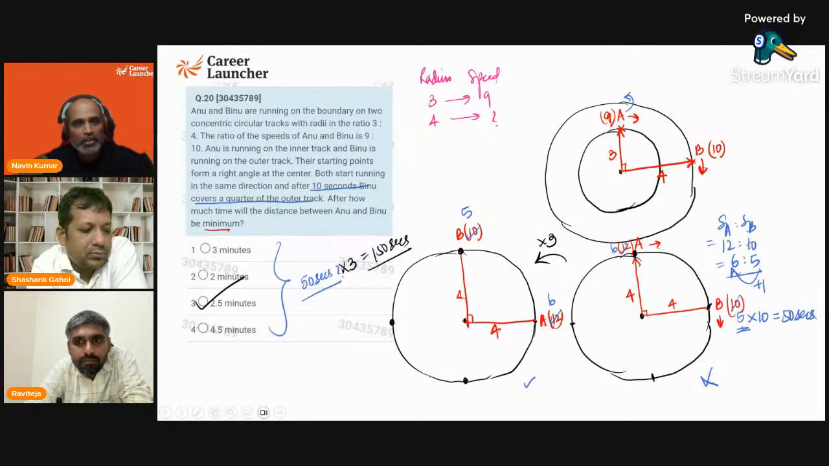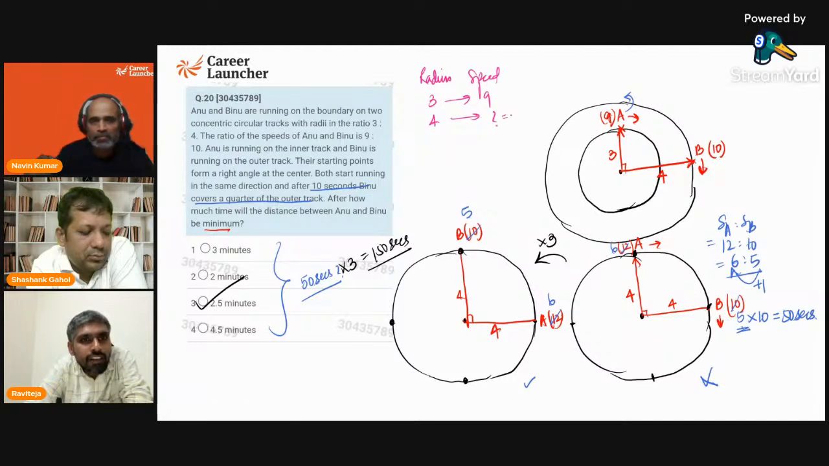So B is covering 4, that is 90 degrees, in 10 seconds. So A's corresponding degrees in 10 seconds, we will figure it out. And then we will find that these are the 2 hands of a clock. In how much time will they be 0 degrees apart, right? It will not get long, but only the ratio will be used.